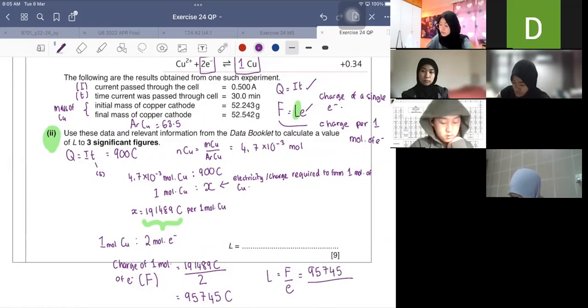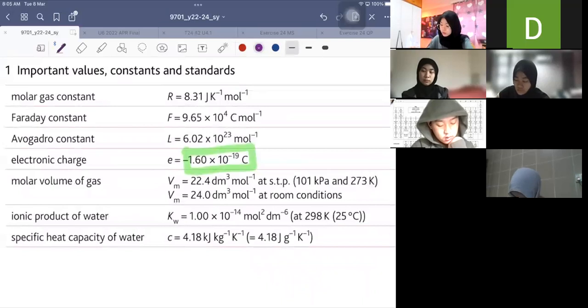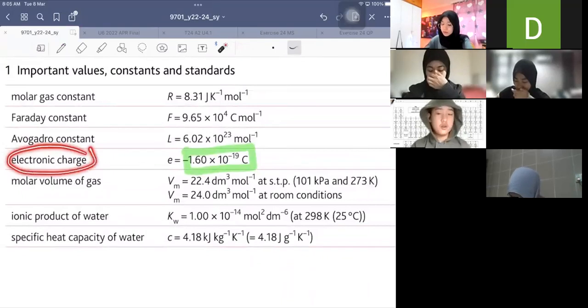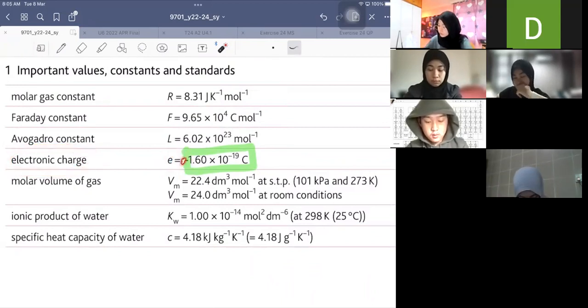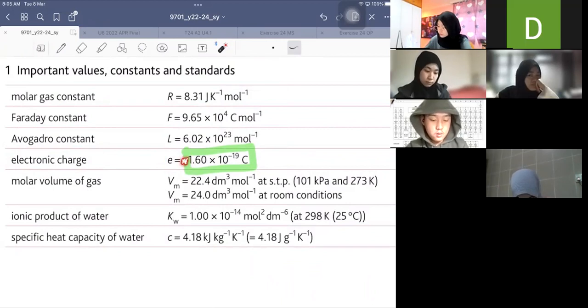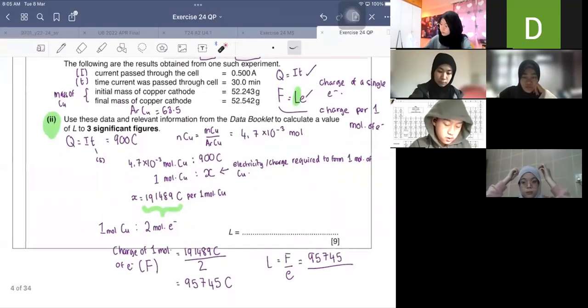So that value, you can find from your data booklet. It's the electronic charge with the symbol E. The negative is just to show you the charge of electron, okay? When you use it in calculation, you will ignore the negative. Otherwise, you will get a negative number. So 1.6 times 10 to the power of minus 19.